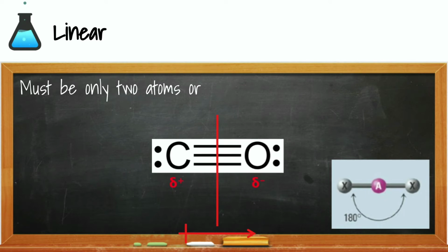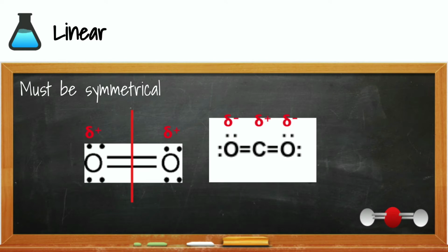Some linear molecules will be nonpolar. Nonpolar linear molecules result when you have only two bonded atoms, but those atoms are identical, like in oxygen. Oxygen is linear, and it is nonpolar because it is symmetric. Remember, SNAP. Carbon dioxide is another linear, nonpolar molecule.